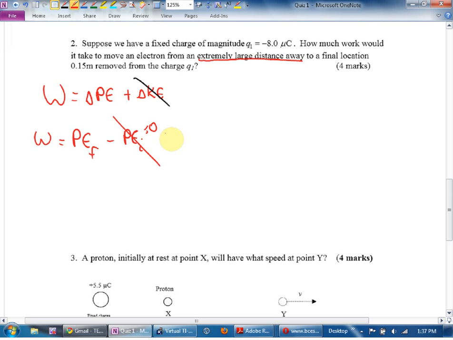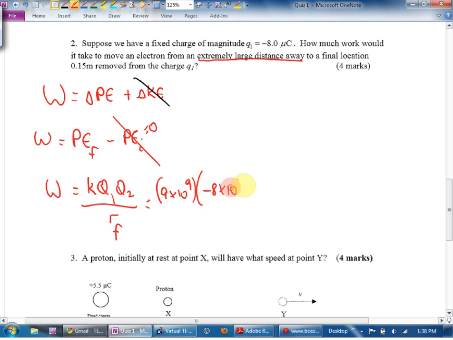You know what? For 4 marks, I have to make this realization, and I would give marks for seeing that, but for 4 marks, all I'm going to do is find K, Q1, Q2 over R final. It's going to be 9 times 10 to the 9th, Q1 negative 8 microcoulombs, Q2, electron. What's the charge on an electron? Did you say negative? I hope you did. Oh, why am I putting the negative in? Energy, scalar, put the signs in. Negative 1.6 times 10 to the negative 19 coulombs, all divided by my final distance, 0.15. Okay, this isn't too bad.